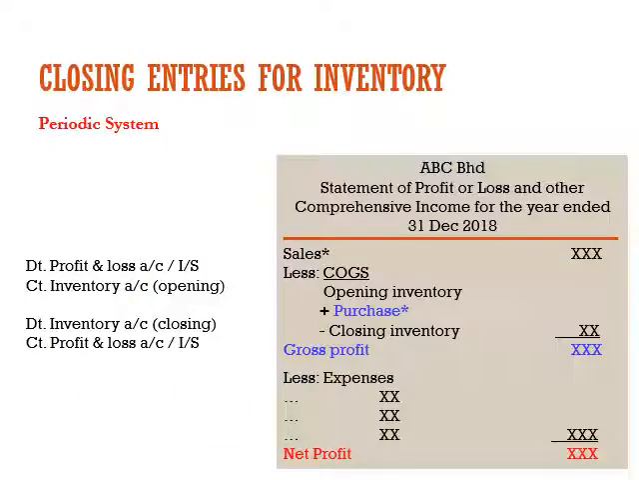In terms of journal entries, we credit the inventory account with the opening balance amount, thus making the balance zero, and then we debit inventory with amounts from the stock taking, making the balance equivalent to the closing amount. And that is how the opening and closing inventory amounts appear in the profit and loss account instead of cost of goods sold account.